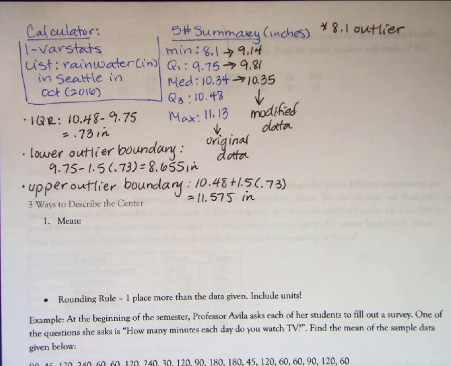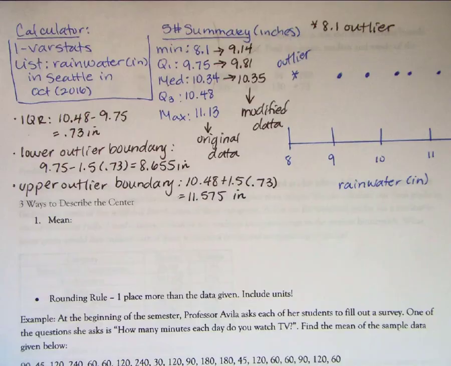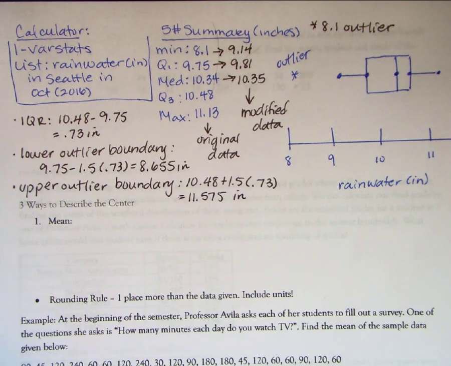So now we're going to make our box plot, which means you need a number line. For this number line, we're going to go from 8 to 11 and identify this as rainwater in inches. And now we're going to be placing our 5-number summary statistics. First, I'm going to use a little asterisk and identify this as my original outlier. And then I'm going to place 5 dots hovering above my number line for my 5-number summary statistics. And because these are decimals, we're going to eyeball where those are on the number line.